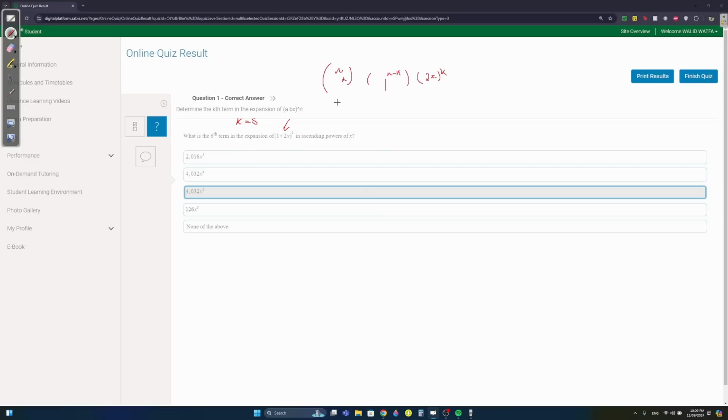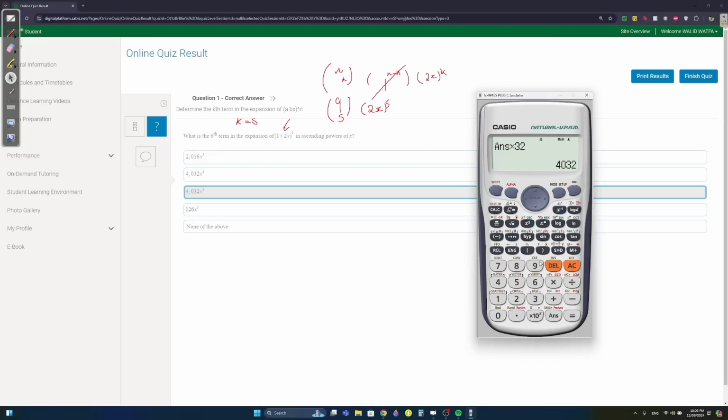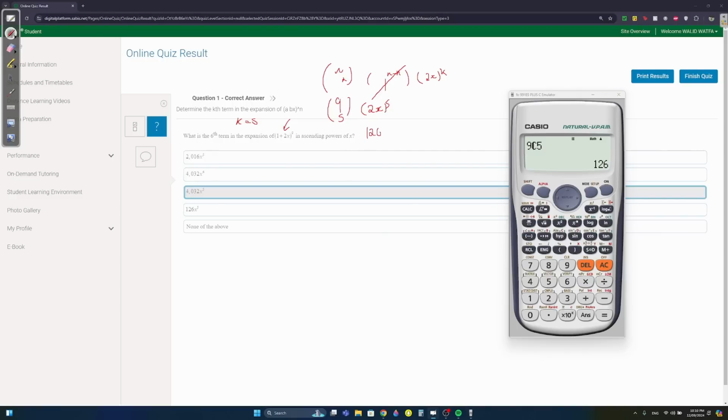We know n is 9, we know k is 5, and 1 we don't care about, right? If you just scratch it off in the written part, it's fine, the corrector will know what you did. And then 2x to the power of 5. Let's continue. 9c5 is 126. 2 to the 5 is 32, x to the power of 5. 32 times 126 is 4032. My handwriting is so bad. 4032 x to the power of 5. So this is the same.